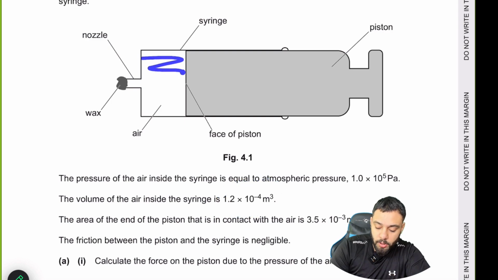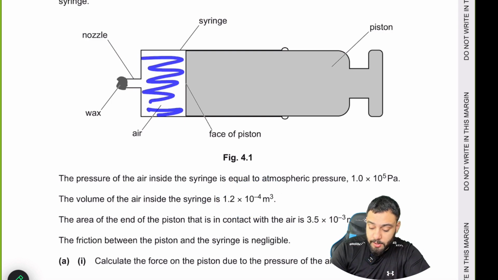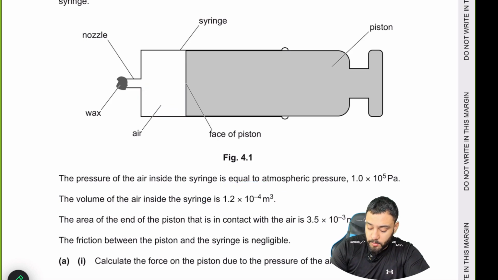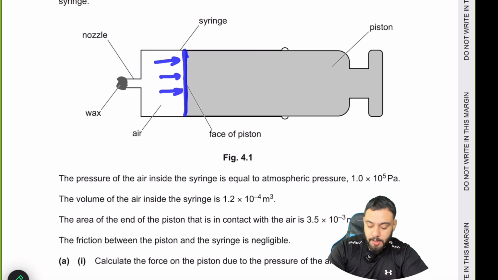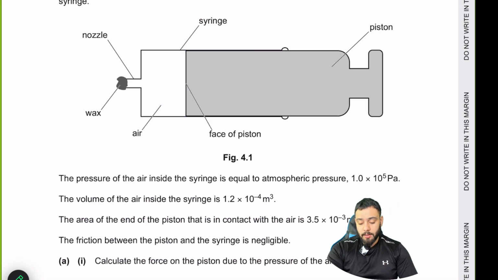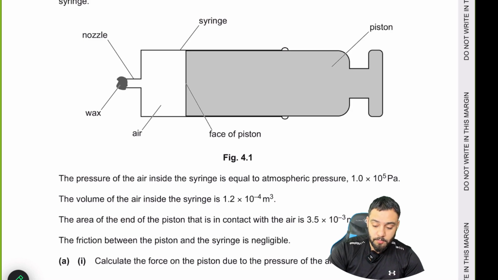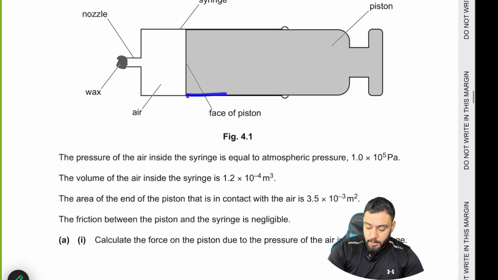So the volume of air that is inside the syringe has this value. The area of the end of the piston is 3.5 times 10 to the power of negative 3. So this area is 3.5 times 10 to the power of negative 3. The friction between the piston and the syringe is negligible.